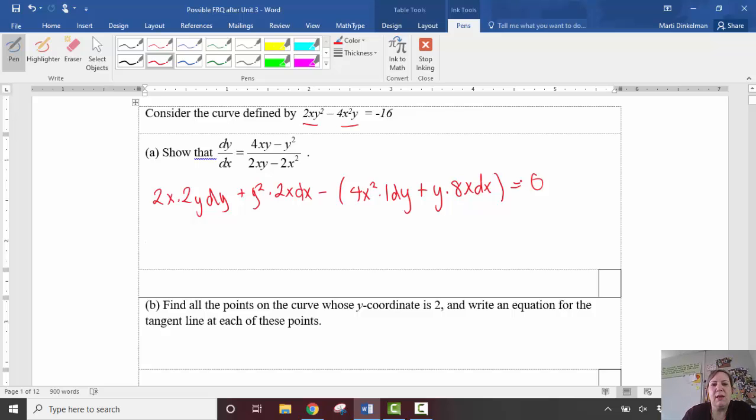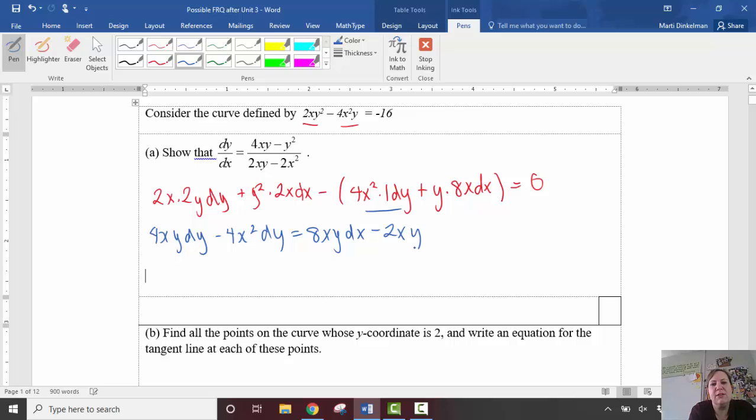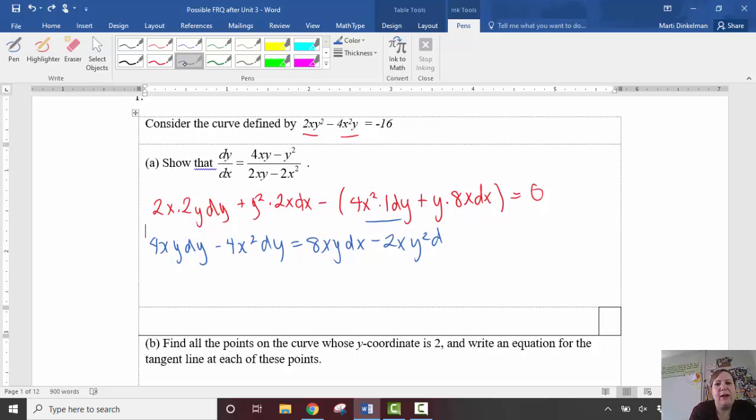We're okay skipping some algebra steps in here, so I am going to just gather the dy's here. So this is going to be 4xy dy, and that's going to be a minus 4x squared dy, and I'll move the dx's over. I'm going to start with this one because it's negative on this side. That means it'll be positive on this side, and then minus 2xy squared. Oops, that's a dx. So we would want to factor those out and find our dy dx.